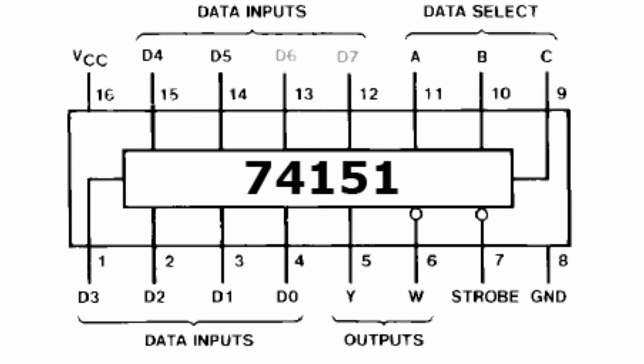Here you have a pin diagram of the IC 74151, which is an 8:1 multiplexer IC. Here you can see pin numbers 1, 2, 3, 4, then pin numbers 12, 13, 14 and 15 represent the input values D0, D1, D2, D3, D4, D5, D6 and D7. Pin number 8 is used for grounding, and pin number 16 is used for VCC power supply. Pin numbers 9, 10 and 11 act as select lines, which are labeled as S0, S1 and S2.